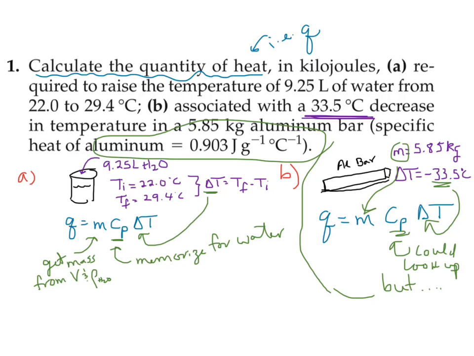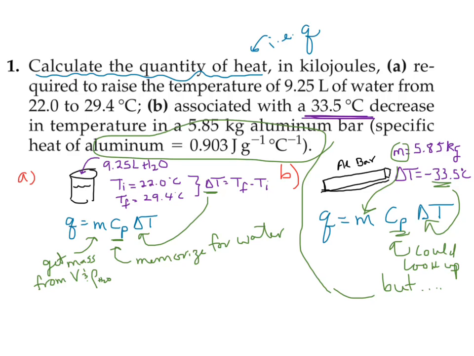Go ahead. Wouldn't delta T just be 33.5? What's that? Wouldn't delta T just be 33.5? It is. Delta T is just 33.5. But notice it says that it's a decrease in temperature. Yep. Yeah, very good. So you have to be able to be flexible. Any questions about that?